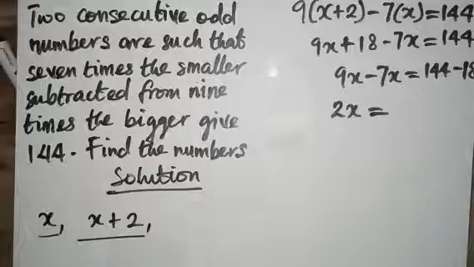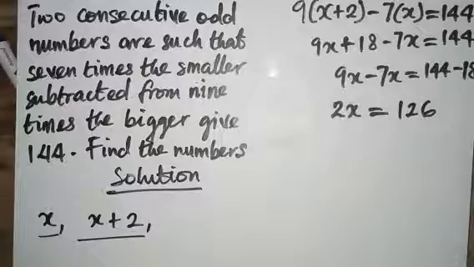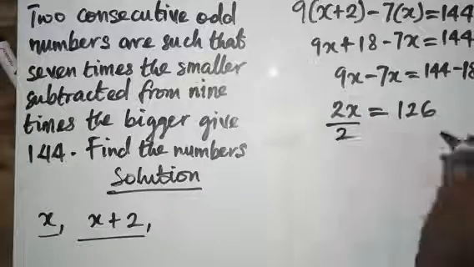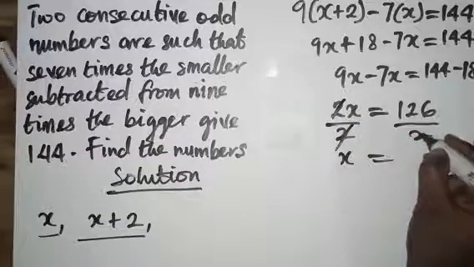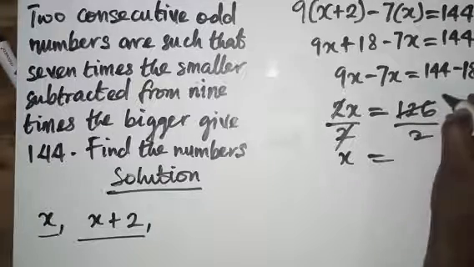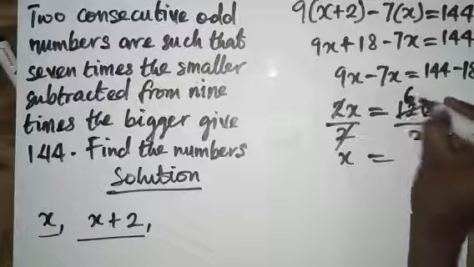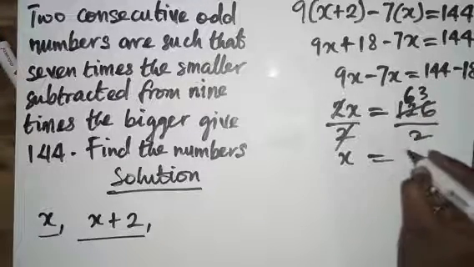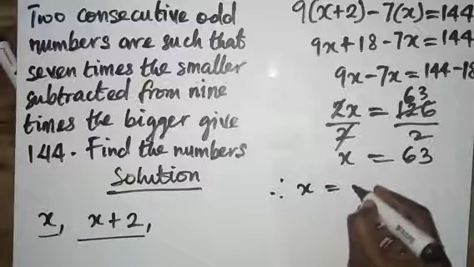I'm left with 126. So I divide 126 by 2 and by 2 here. So x equals, 2 goes into 12 six times, 2 goes into 6 three times, which means I'm going to get 63. Therefore, x equals 63.